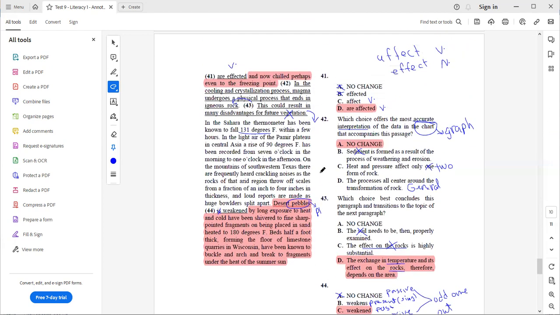Read the first one, Dr. Hamza, in 42. In the cooling and crystallization process, magma undergoes a physical process that ends in igneous rock.